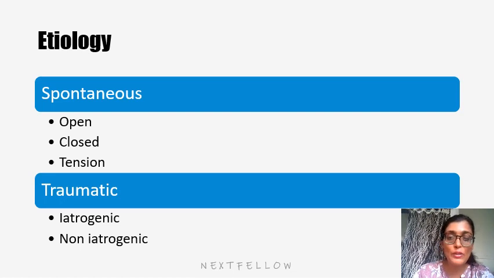Now, in case of traumatic non-iatrogenic, what does it mean? Rib fracture, flail chest, or any blunt trauma to the chest can cause pneumothorax, especially open injuries. Now spontaneous means it does not involve any kind of trauma or any procedure. It can be open, closed and tension, which I'll be explaining subsequently.